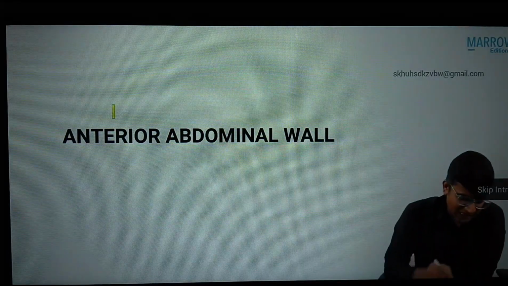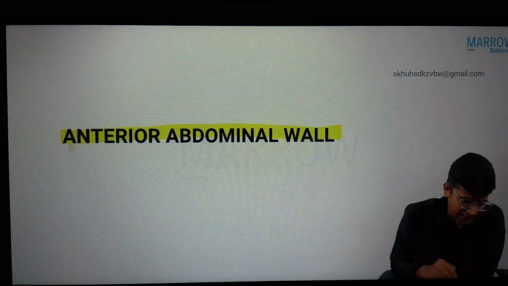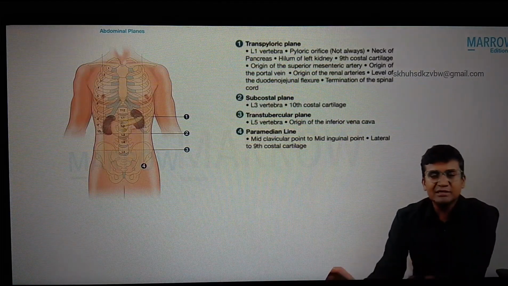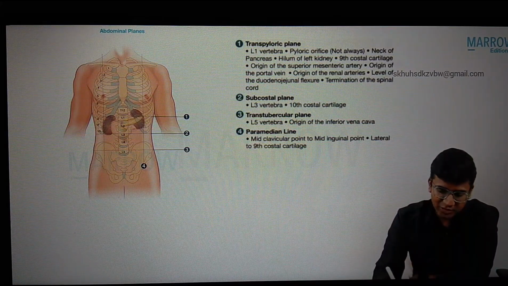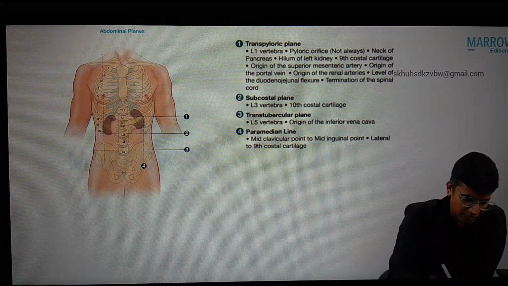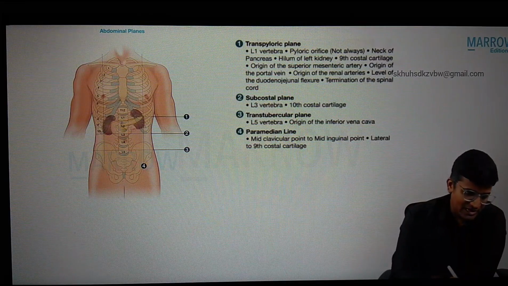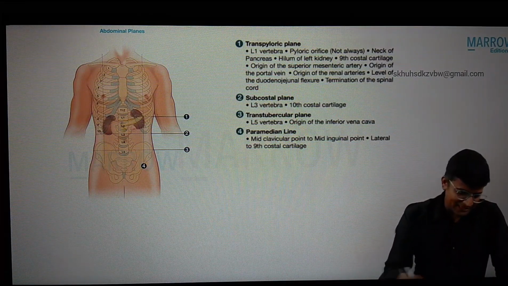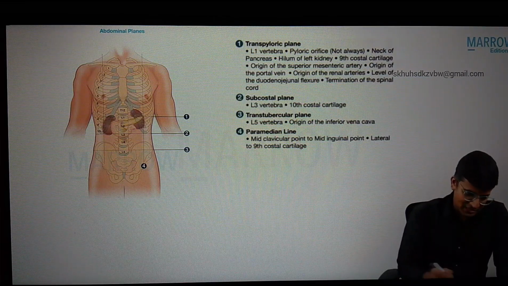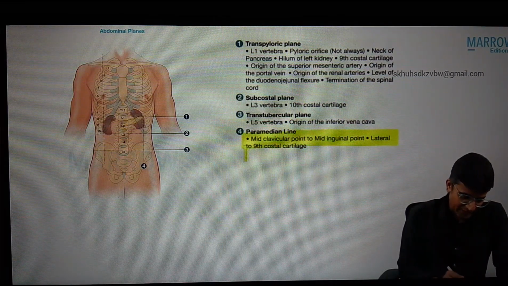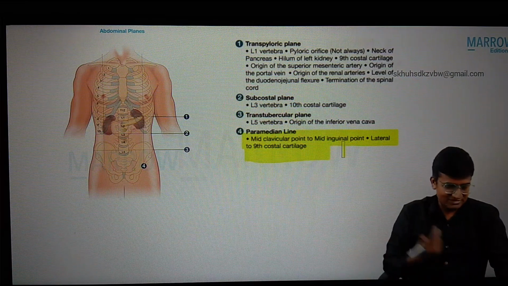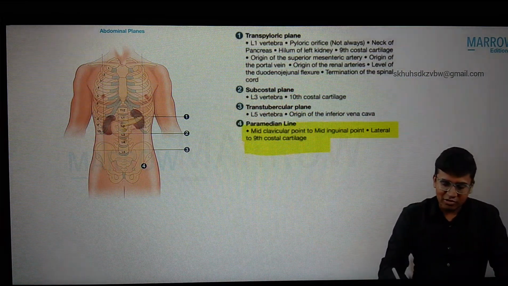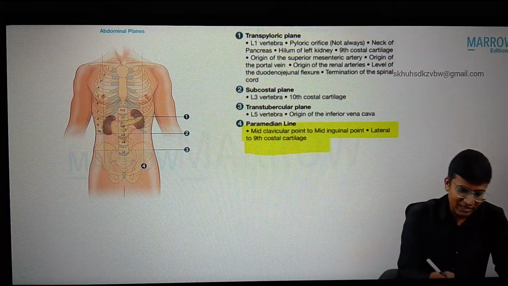So now we're going to start the discussion about the anterior abdominal wall. Before that, you have to know some basic points about the planes and the quadrants of the abdomen. We have three horizontal planes and two vertical planes. Vertical planes are nothing but the line drawn from the midclavicular point to the midinguinal point. So that is a vertical line. We don't have any name for that. So we're going to focus mainly on the horizontal planes. We have three horizontal planes.